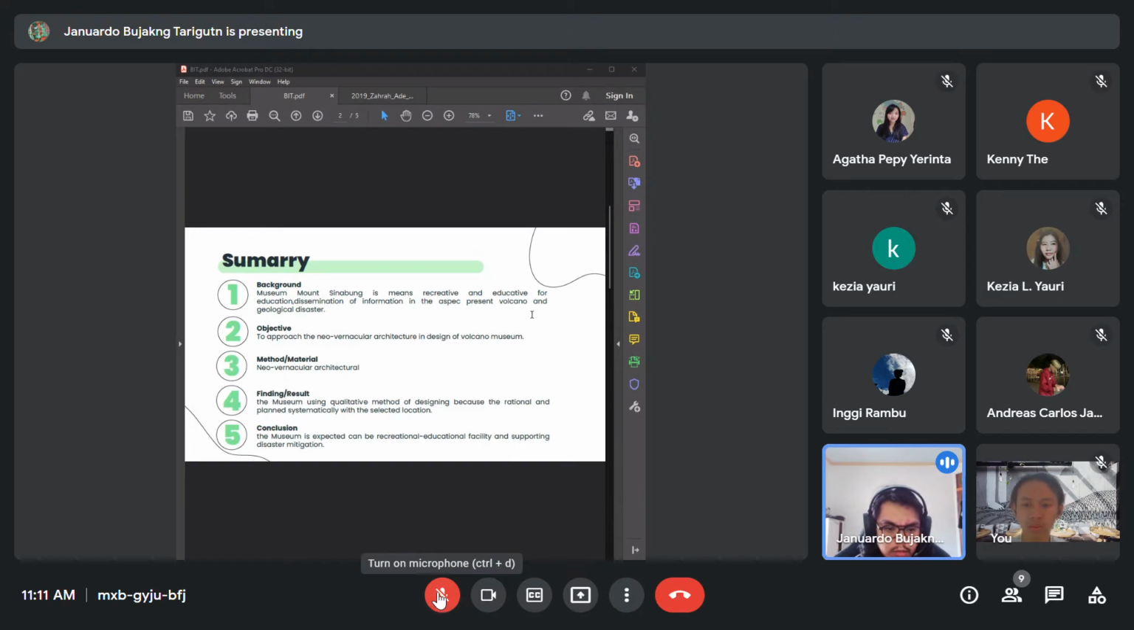Conclusion: the museum can be recreational, educational, a facility, and supporting disaster mitigation.